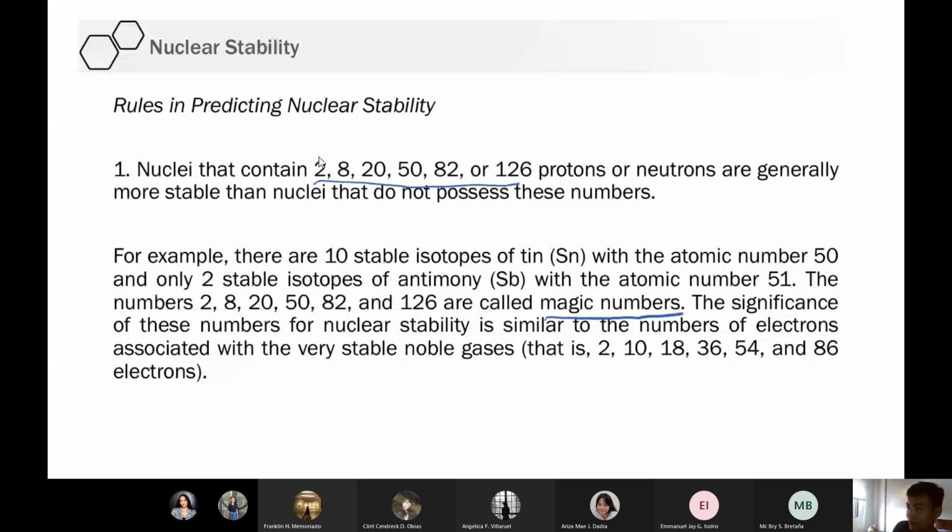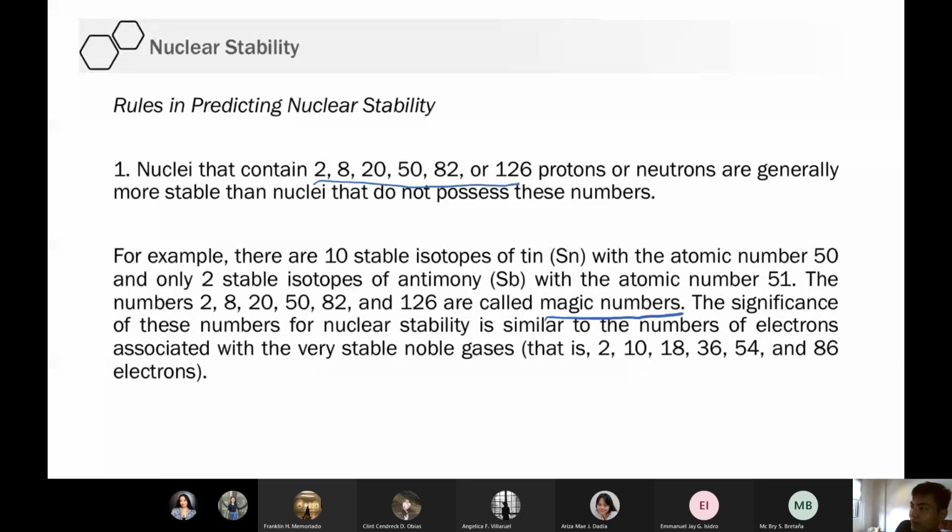So again, if your nucleus has this amount of protons, stable siya compared to the others. So mababasa nyo rin dito sa paragraph natin, this is similar with electrons kasi ang elements with 2, 10, 18, and so on electrons ay stable. Okay.